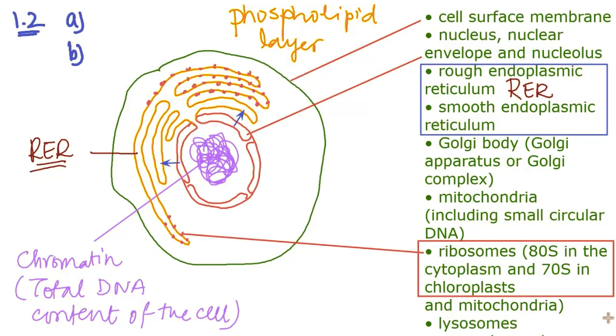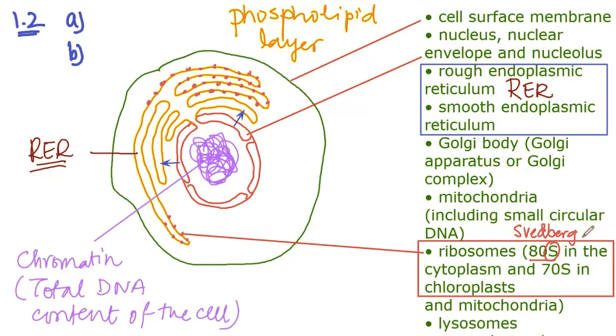The ones which are attached to the rough endoplasmic reticula, these ribosomes are of size 80S. S is actually a special unit which is used to describe very small sizes. This is a Svedberg unit. You don't need to memorize that.